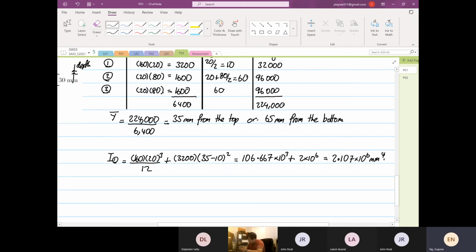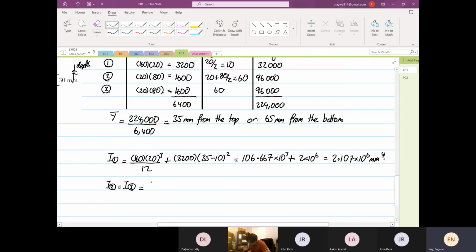Let me do it again. 160 times 20 to the power 3 divided by 12 plus 3200 times (35 minus 10) squared. Okay, so 35 minus 10 squared. I got a bit of a different number, that's why I'm checking it again. Okay, it's correct. Then you have I2 is equal to I3.